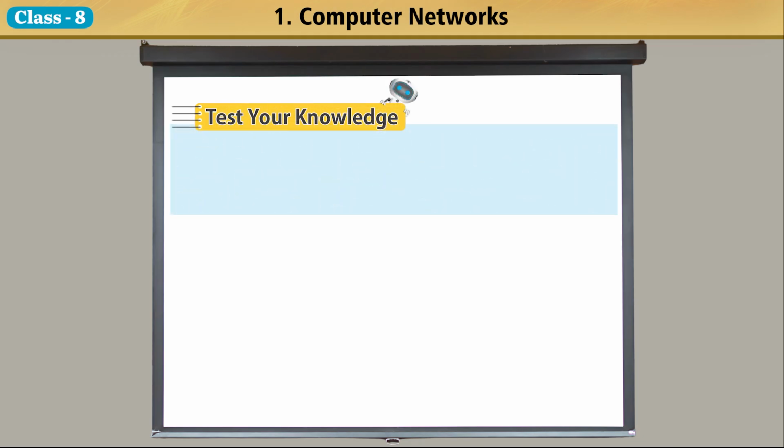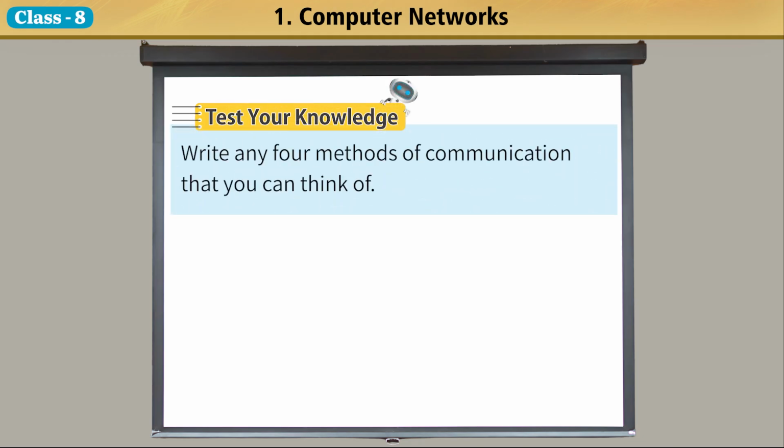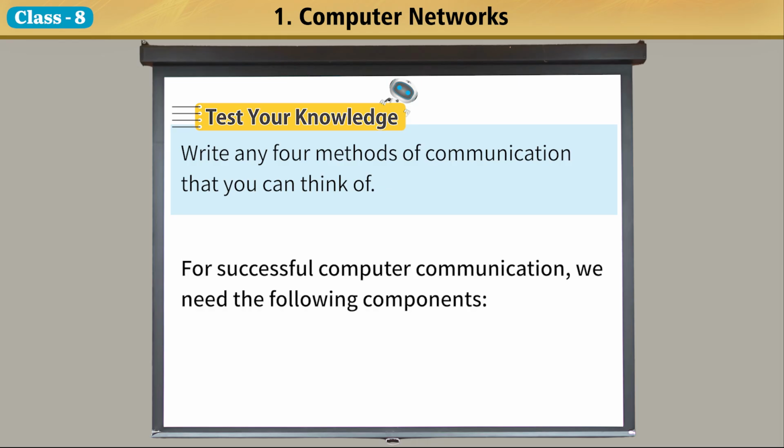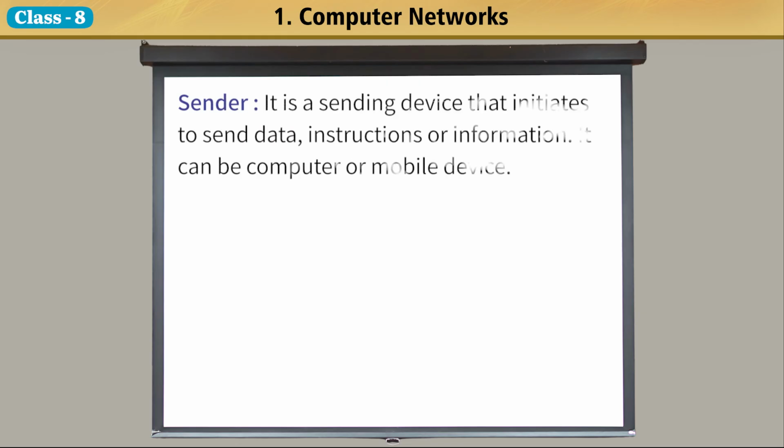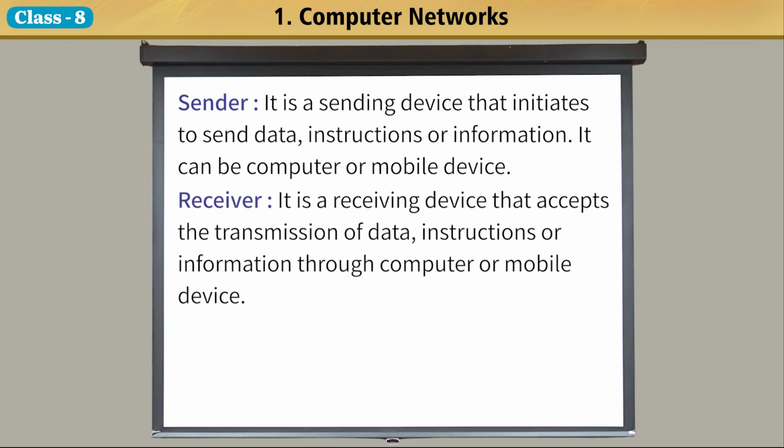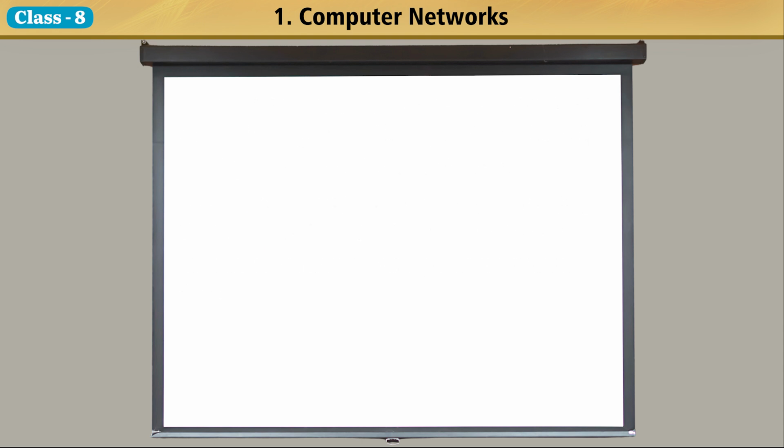Test your knowledge. Write any 4 methods of communication that you can think of. For successful computer communication, we need the following components. Sender. It is a sending device that initiates sending data, instructions, or information. It can be a computer or mobile device. Receiver. It is a receiving device that accepts the transmission of data, instructions, or information through a computer or mobile device.